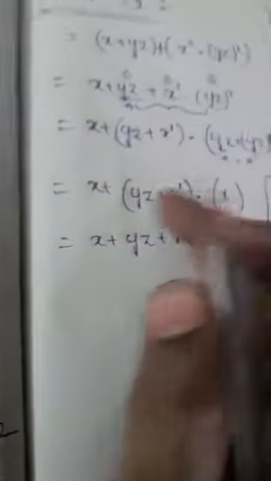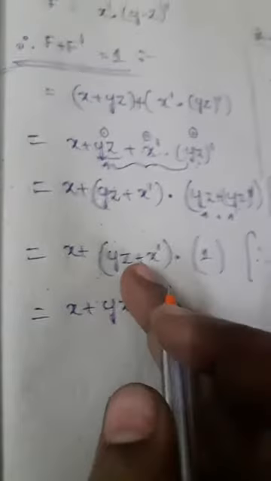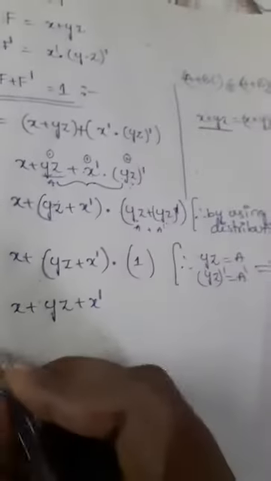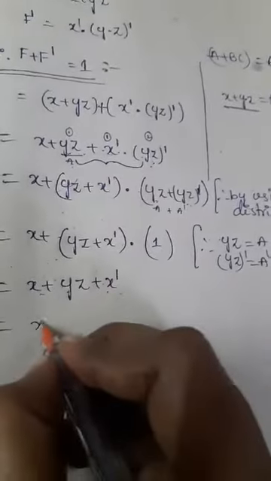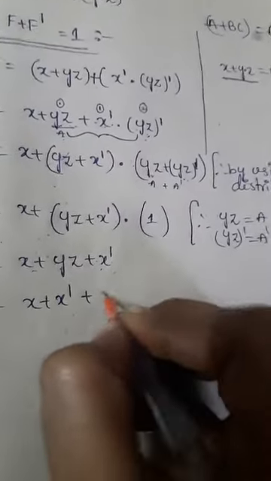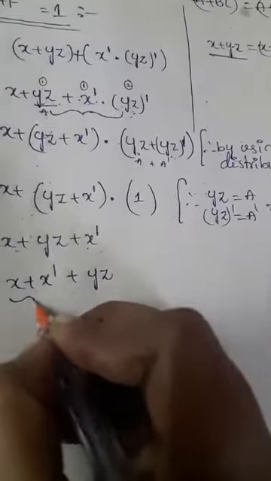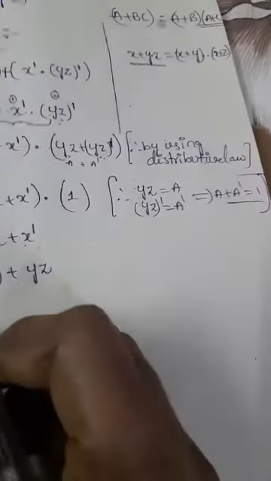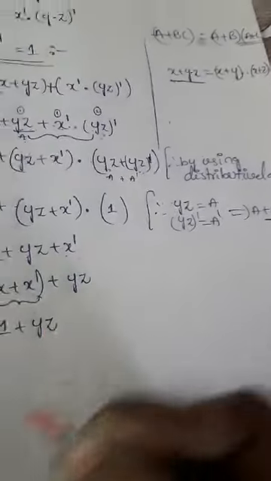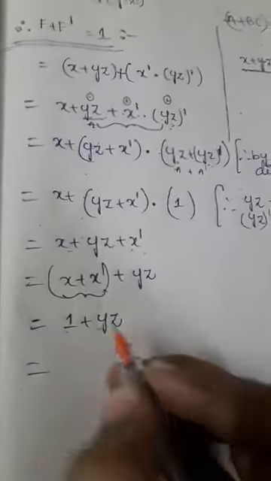So x plus yz plus x complement, into 1, is nothing but again yz plus yz x complement. Here also there is x complement, so you can write one part as x plus x complement plus yz. Here also it is the same thing, a plus a complement. So x plus x complement gives 1. So we get 1 plus yz.